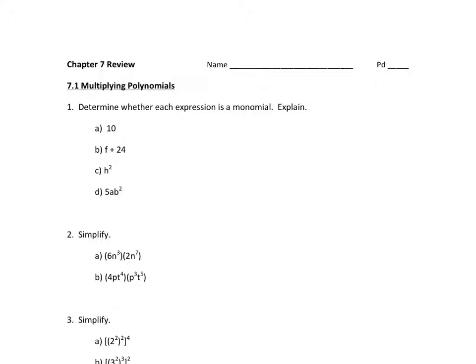Under the 7.1 multiplying polynomials subject, determine whether each expression is a monomial. Explain. So in order to have a monomial, we can have no addition or subtraction signs, no negative exponents, and then we also cannot have division of a variable. So let's take a look at a few from the first section.